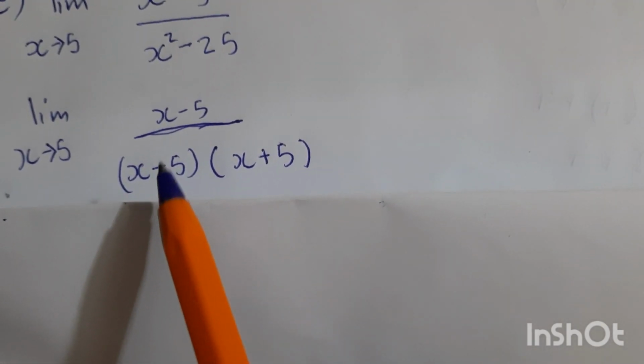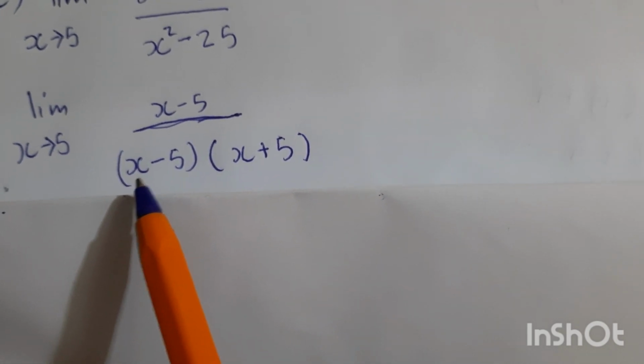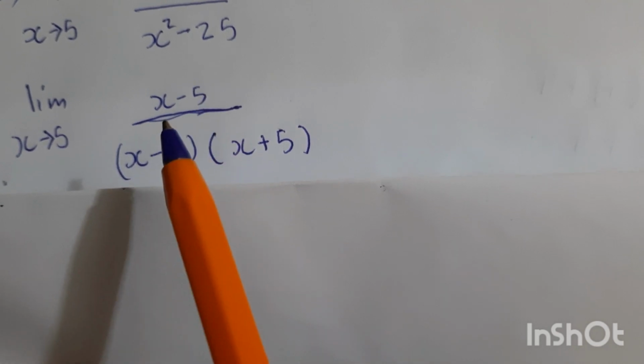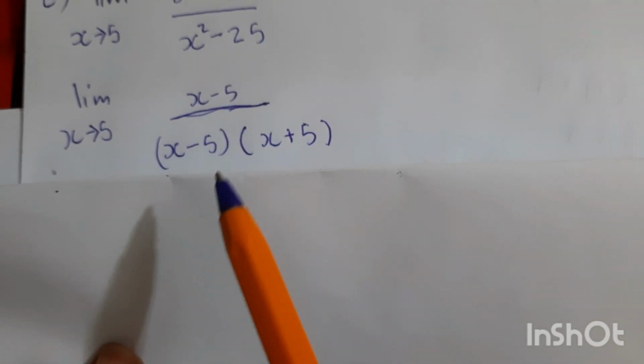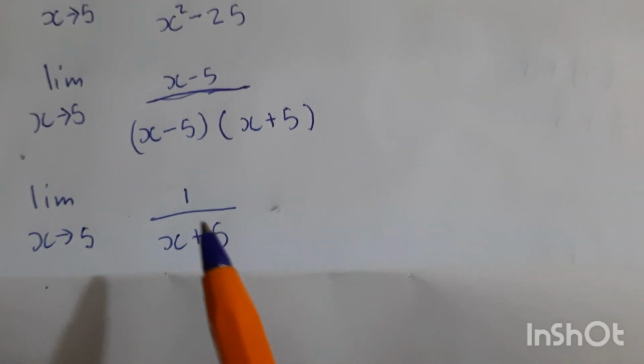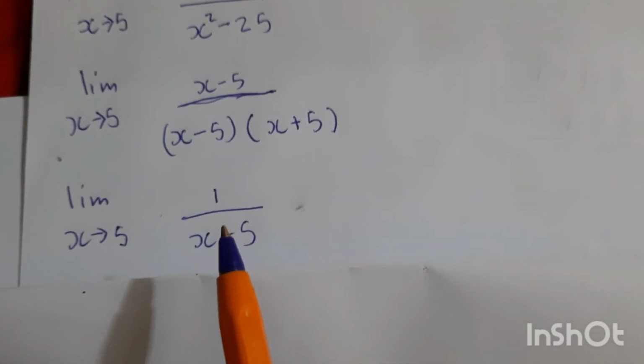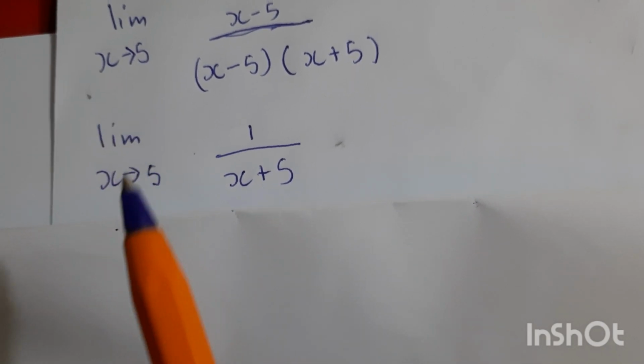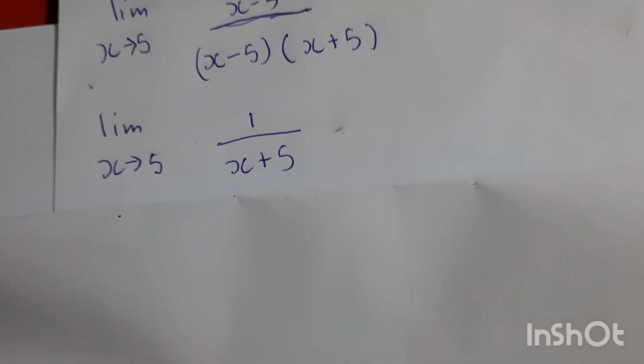So if we look at this, we see we have an x minus 5 in the denominator and an x minus 5 in the numerator. So these two will cancel each other out. When you cancel, you have a 1 at the top, and then you'll be left with x plus 5 in the denominator. Remember to put the limit at the side.